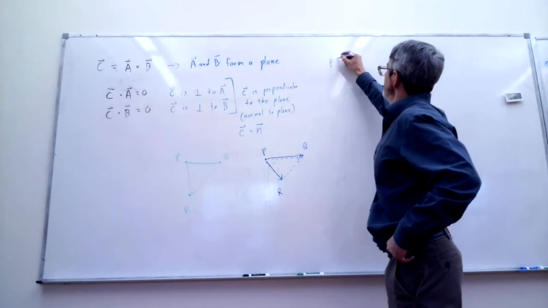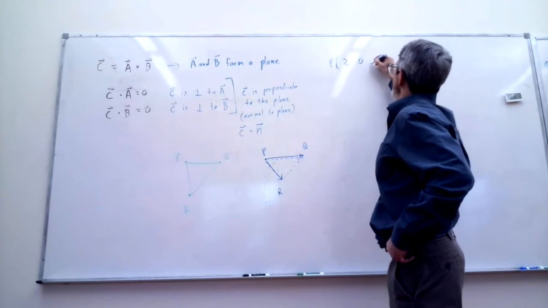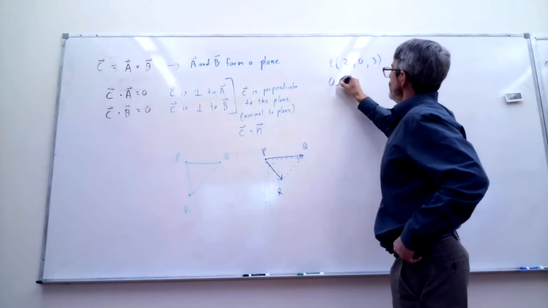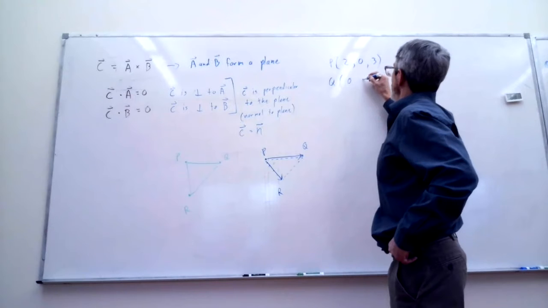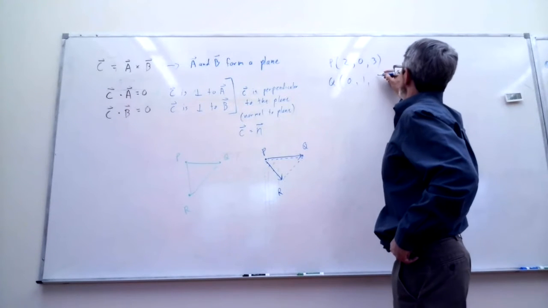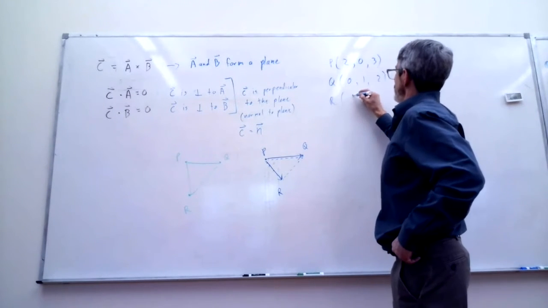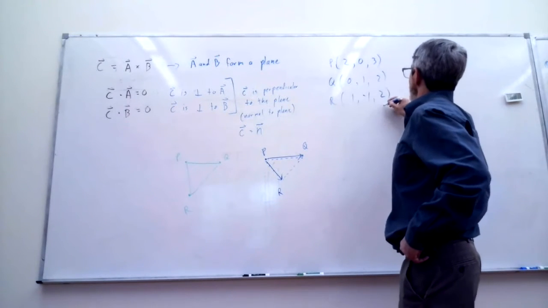So let's look at a few points. Let's say that P is the point 2, 0, 3. Q is the point 0, 1, 2, and R is the point 1, -1, 2.